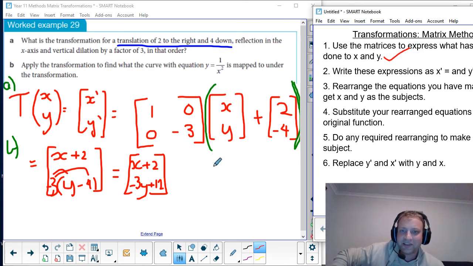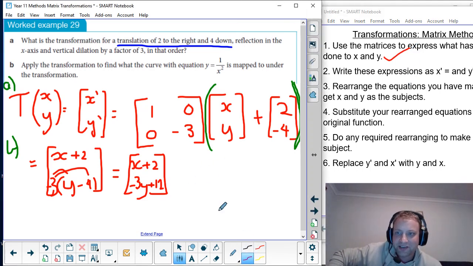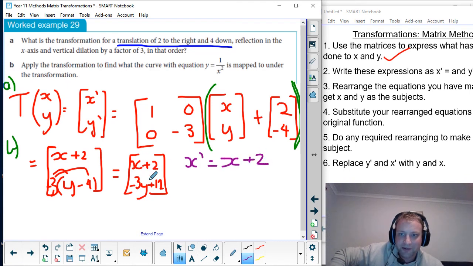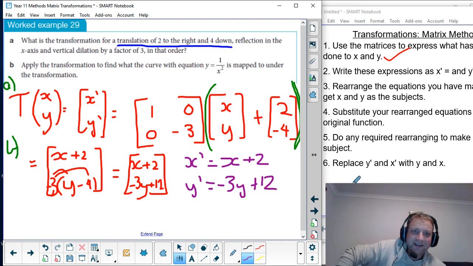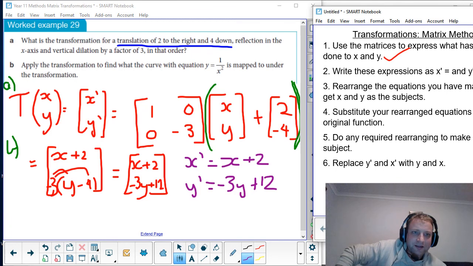We'll write these expressions in terms of x dash and y dash. We'll move on to that step there. So we're saying that x dash is equivalent to x plus 2. I'm really just writing down these parts here. And y dash is going to be equivalent to negative 3y plus 12. What happens next is we need to rearrange these equations to get x and y as the subjects.